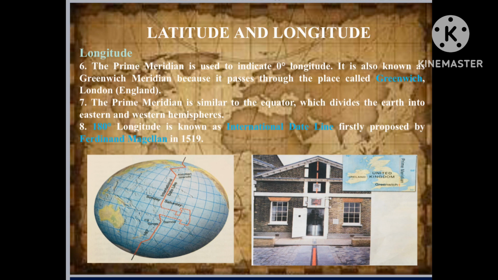Another important longitude is the 180 degree longitude, which is known as the International Date Line, which was first proposed by Ferdinand Magellan, a great explorer, who in 1519 explored the Australia and New Zealand continents.